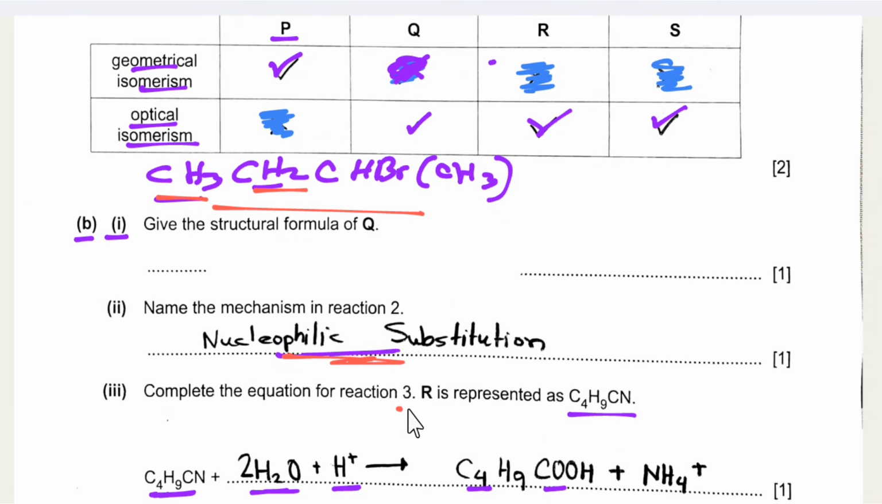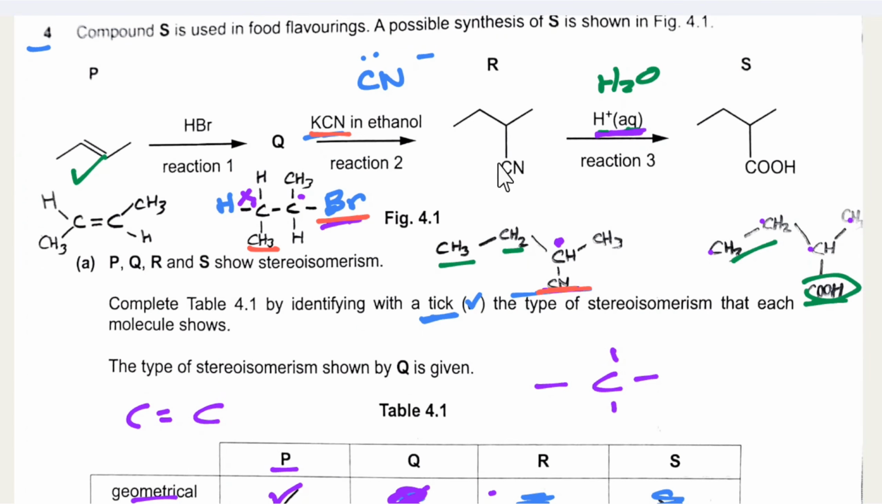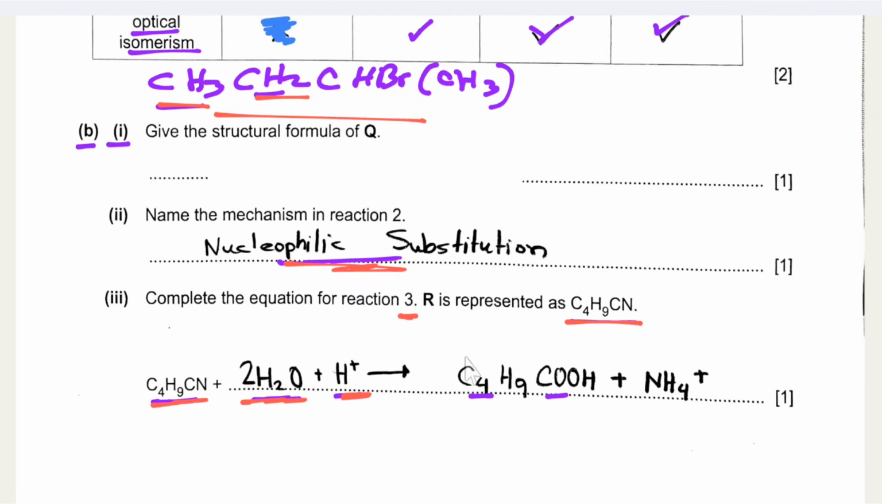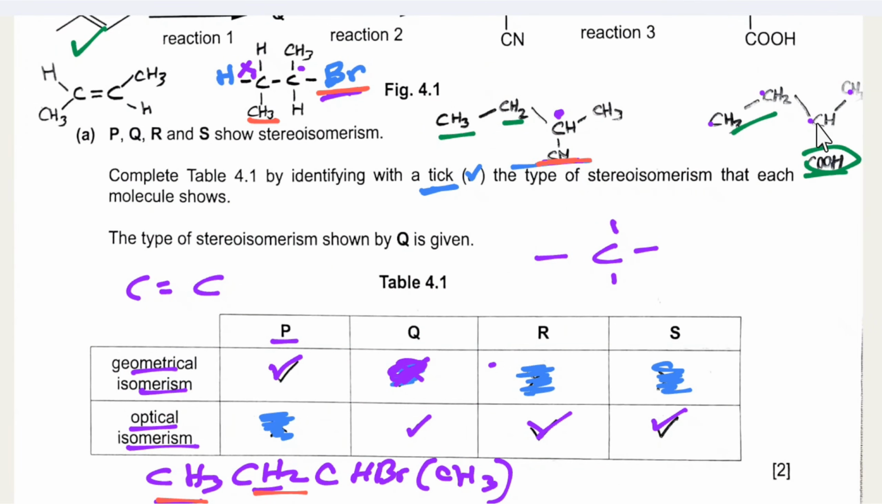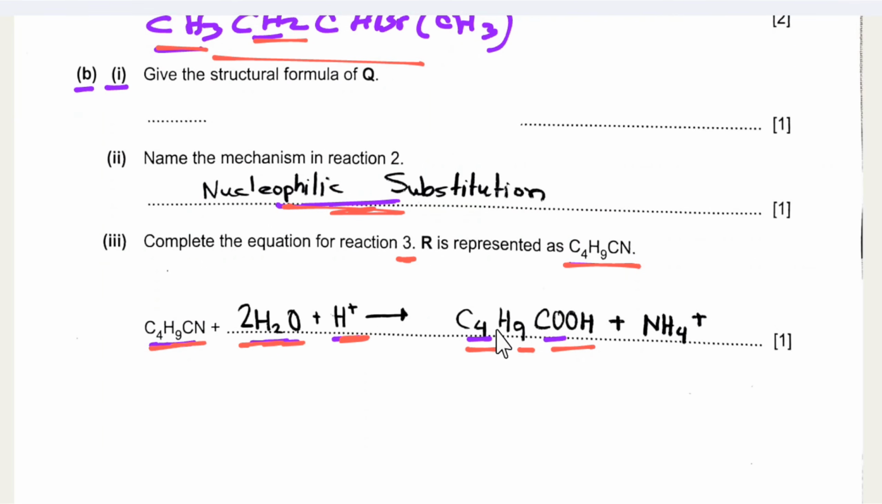Then complete the equation for reaction 3. R is represented as this formula. So what is reaction 3? R is converted to S, and this CN is converted to a COOH group, that is, acidic hydrolysis occurs with hydrogen ion, and as hydrolysis occurs, water is also present. So in the presence of water and hydrogen ion, S is formed. S contains 1, 2, 3, 4 carbons, 9 hydrogens, and a COOH group. So this is R, this is S, and acidic hydrolysis occurs.